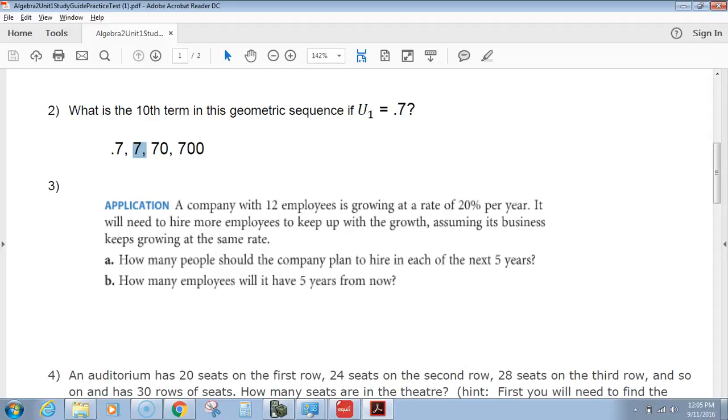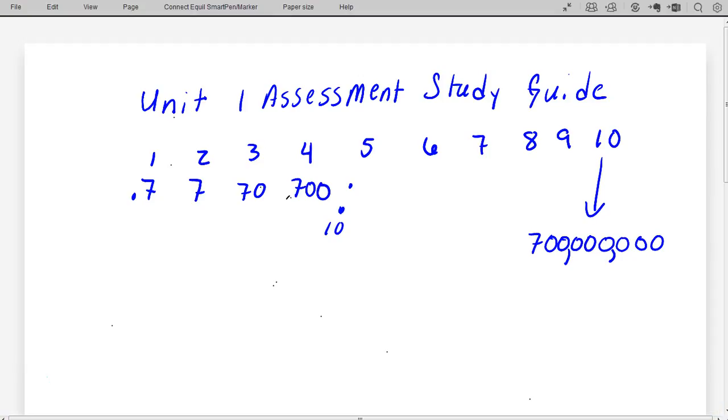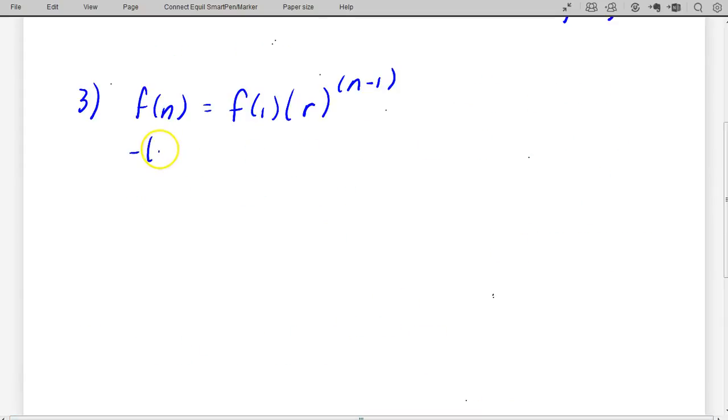So here's our explicit formula. If you remember, I think this is question 3, you guys. Our explicit formula is f of n is equal to f of 1 times your common ratio to the n minus 1. So I said my f of 1 was 12.